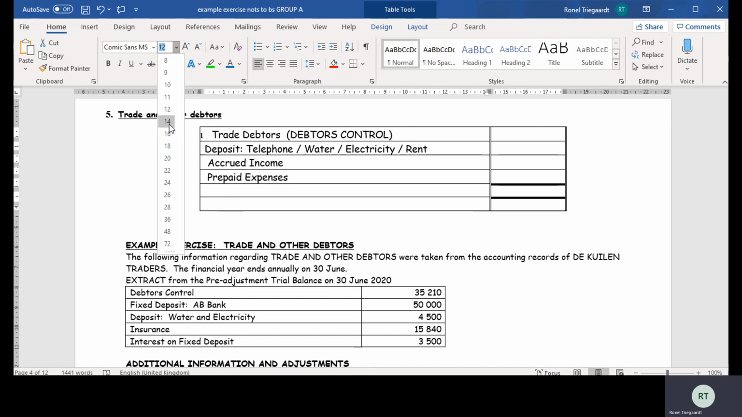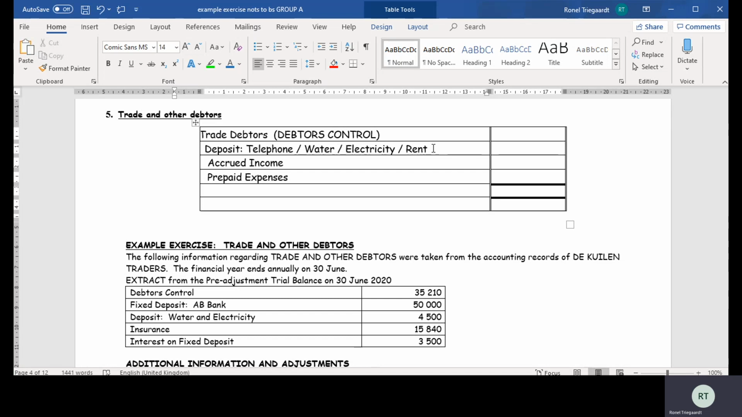So trade debtors is debtors control. Are you okay with that? Then the next thing that somebody owes us: when you want to apply for a telecom line, for example, or you want electricity installed in your building, or you need water supply in your building, you have to pay a deposit. If you rent the building, you must pay a deposit. Now the deposits that we pay for whatever reason is still our money.